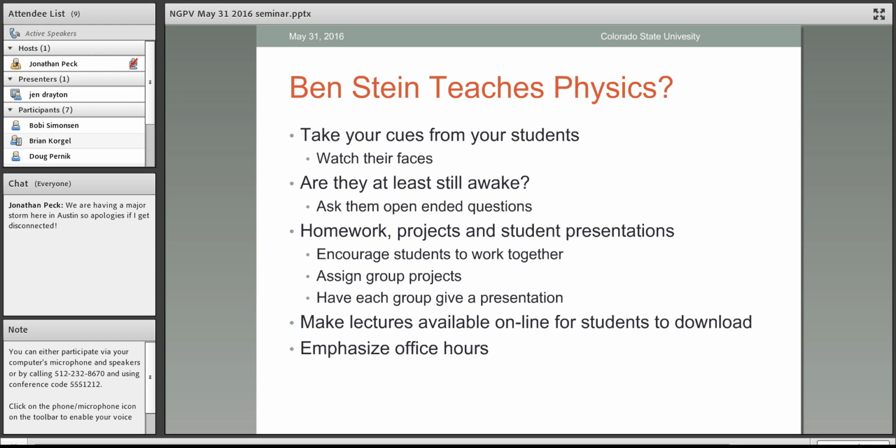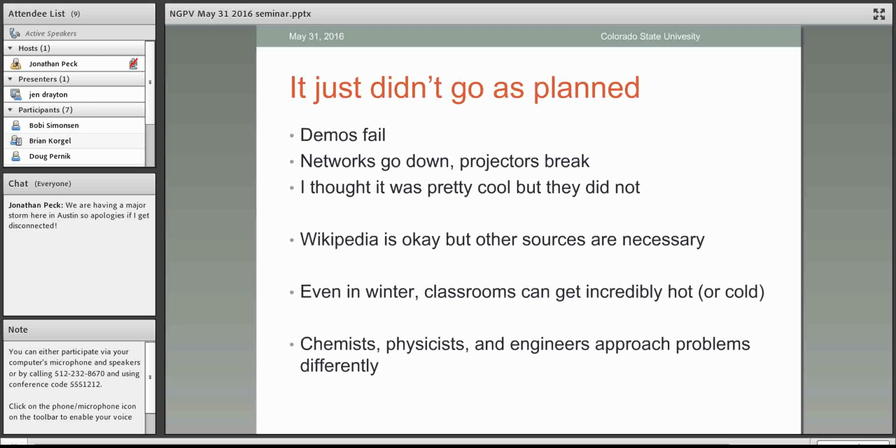I made the lectures available online so the students could download them after class, and they could use that as a reference and as a guide when they were doing their homework, because not all of their homework questions had to do with calculations. They had homework questions that were short answer essay. And I emphasized office hours and made sure that students felt comfortable coming to see me during office hours. I had several students who did regularly come to office hours, and they seemed to get a lot out of the class in general.